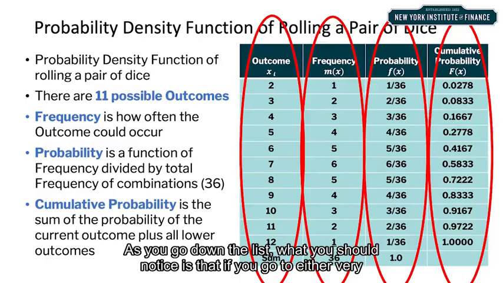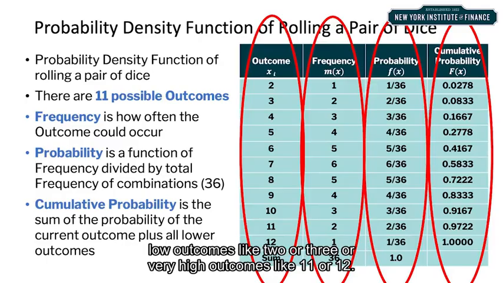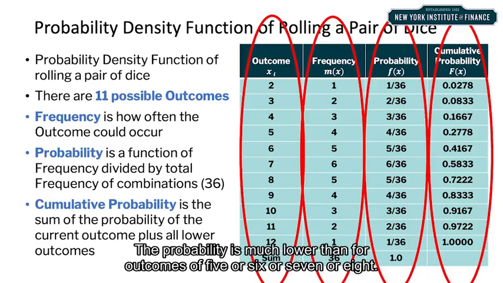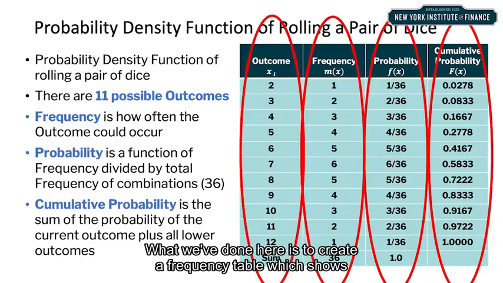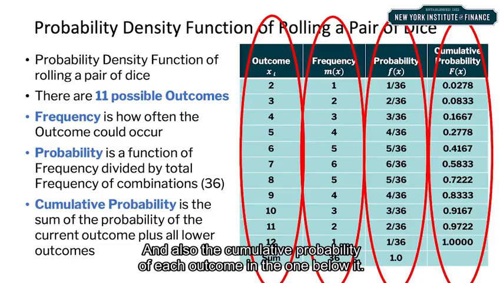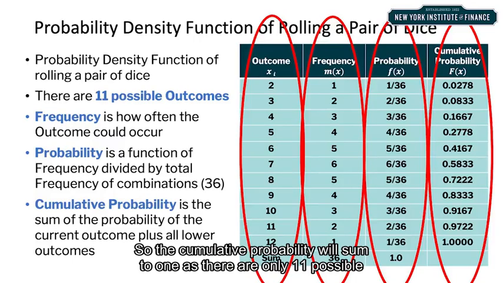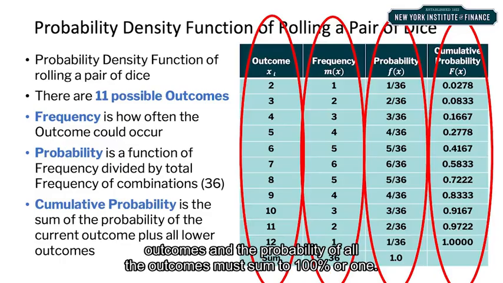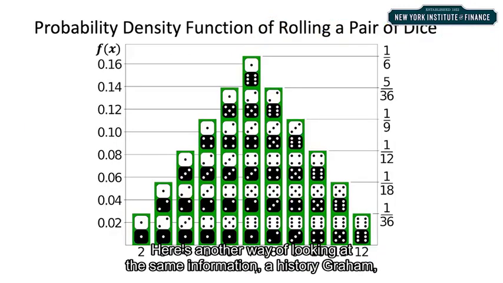What you should notice is that if you go to either very low outcomes like 2 or 3, or very high outcomes like 11 or 12, the probability is much lower than for outcomes of 5 or 6 or 7 or 8. What we've done here is to create a frequency table which shows the probability of each potential outcome and also the cumulative probability of each outcome and the one below it. So the cumulative probability will sum to 1 as there are only 11 possible outcomes, and the probability of all of the outcomes must sum to 100% or 1. Here's another way of looking at the same information.